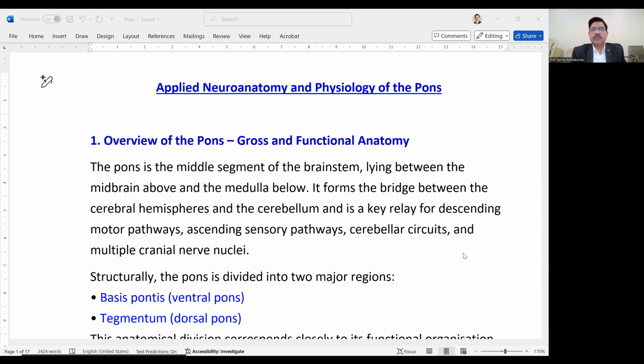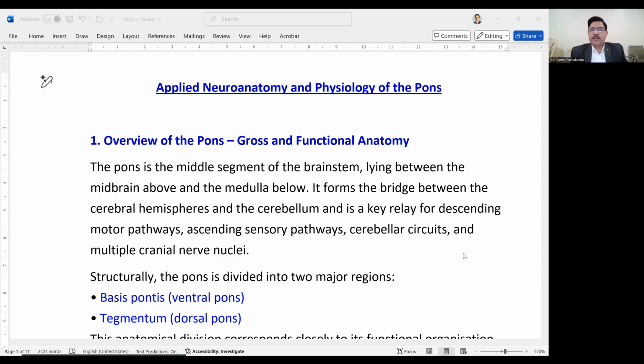What does the word pons mean? Any idea? Why is it called pons? Pons in Latin means bridge. It is a bridge between the cerebellum, the cerebrum and the spinal cord below. Three things are there: the cerebrum above, the cerebellum at the back, and below is the medulla and the spinal cord, continuing above into the midbrain. This is the bridge where it is bridging all those things. That's why it's called pons.